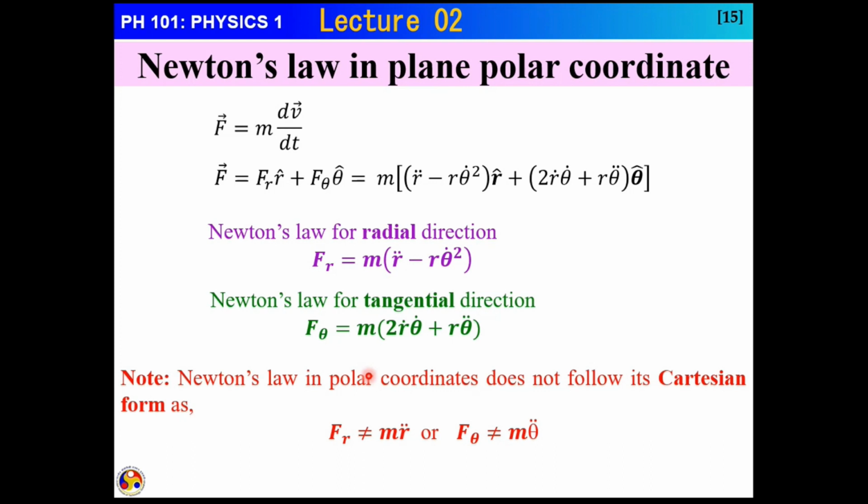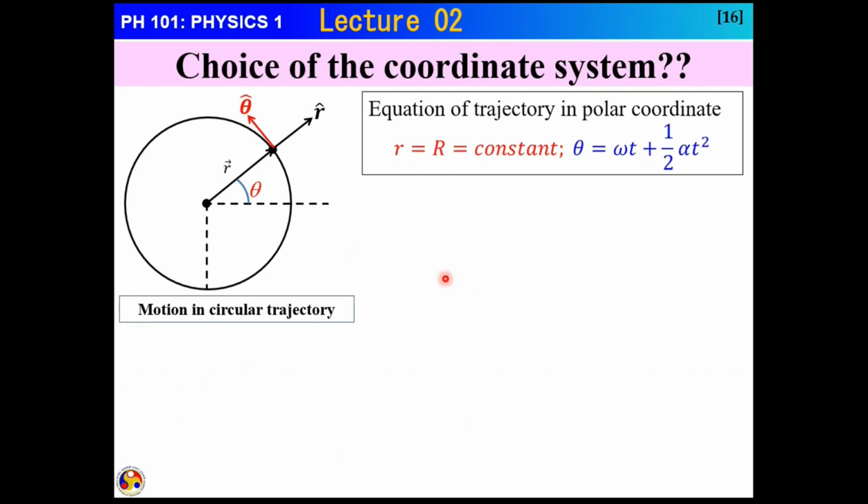Please do not write that the force along the radial direction is simply mr double dot. It's not correct. And the force along the tangential direction is m theta double dot. This is a bit absurd dimensionally also. But you might have some confusion, because many times you can write Fr is equal to mr double dot, which is not correct. You have to write F is equal to ma, where a is having this much. So you have to be careful.